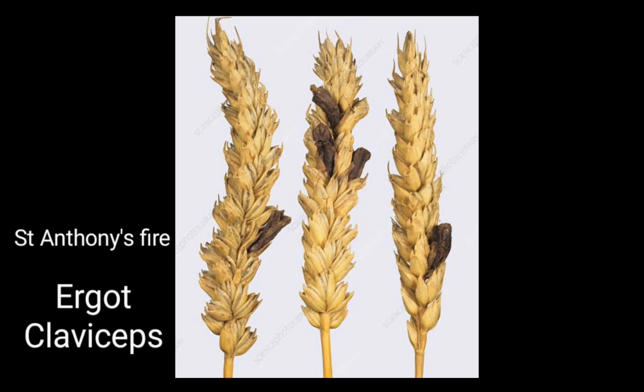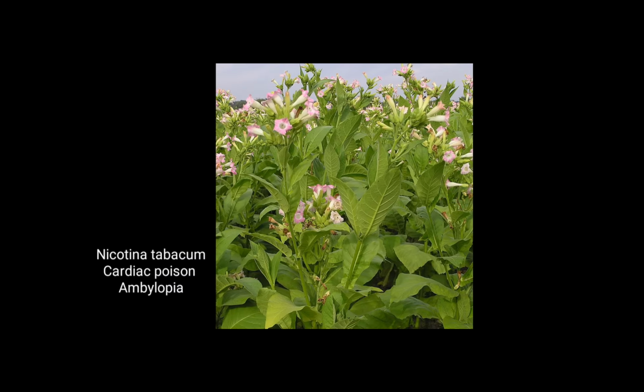Then this is the picture of the wheat plant which is infected with ergot, the Claviceps fungus, and the poisonous substance is ergot, also known as Saint Anthony's fire. Basically, there will be features of vasoconstriction and gangrene. In the question, it will be given because ergots cause vasoconstriction.